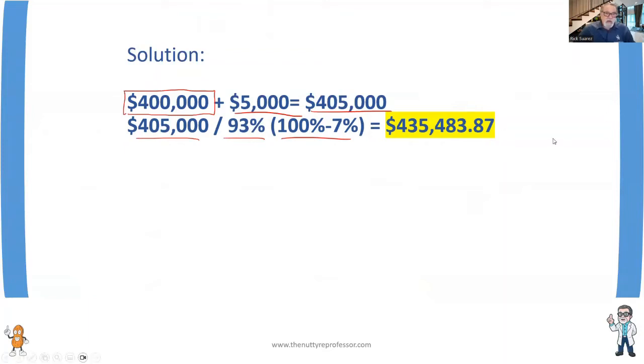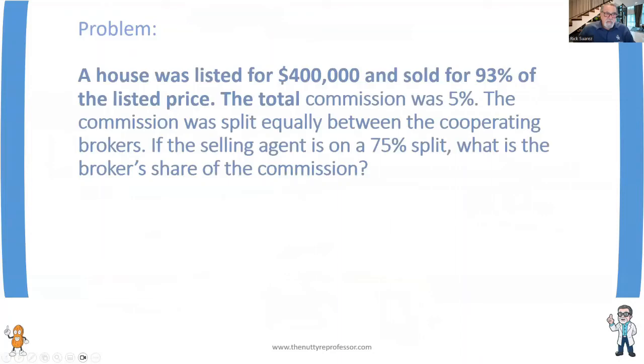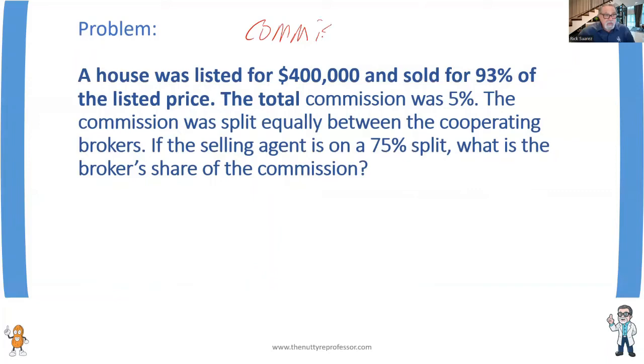The next math problem we're going to look at is an actual commission question, right? This is a commission. So this is one that you want to pay close attention to, obviously, because this is what you're going to be looking at down the road.